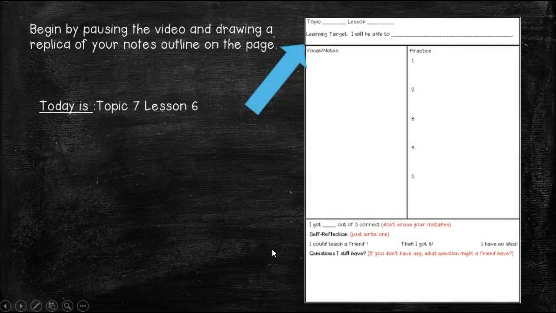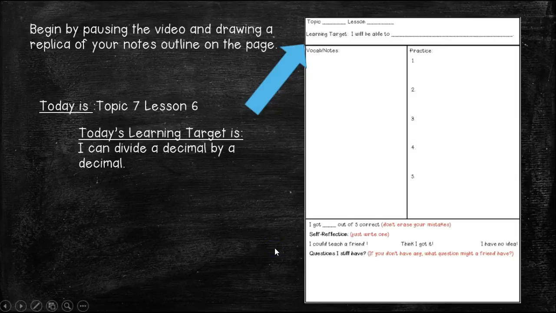Today we're going to be talking about Topic 7, Lesson 6, and our learning target is I can divide a decimal by a decimal. You've already learned how to divide if there's a decimal in the dividend, and you've already learned how to divide if there's a decimal in the divisor. So now you're going to learn what to do if there's a decimal in both.